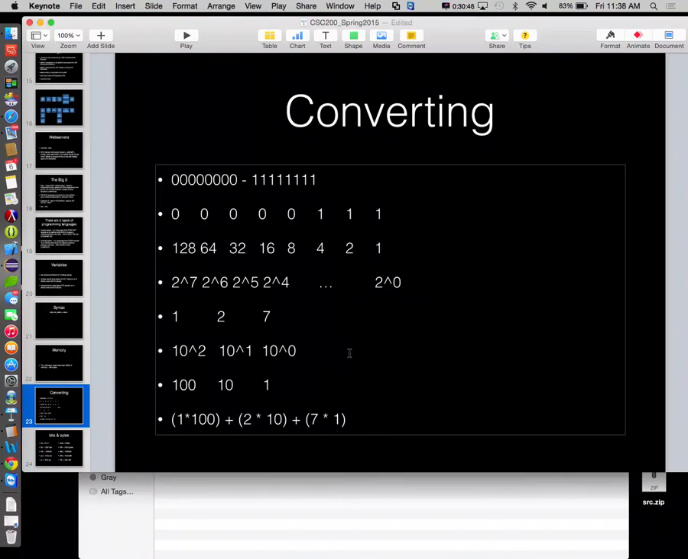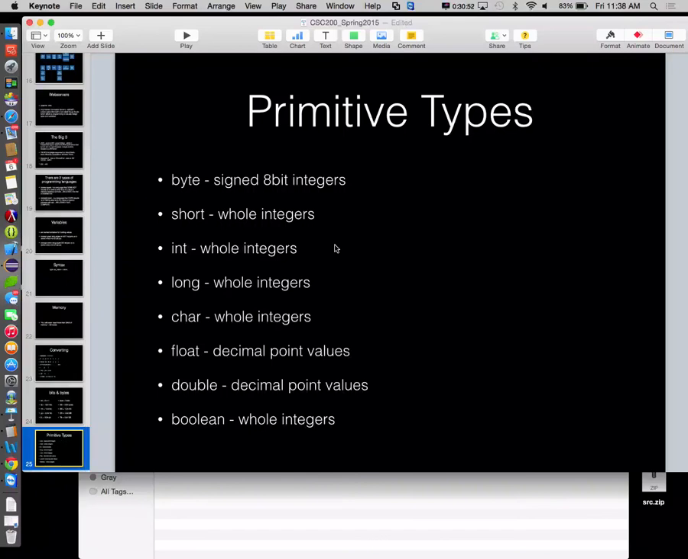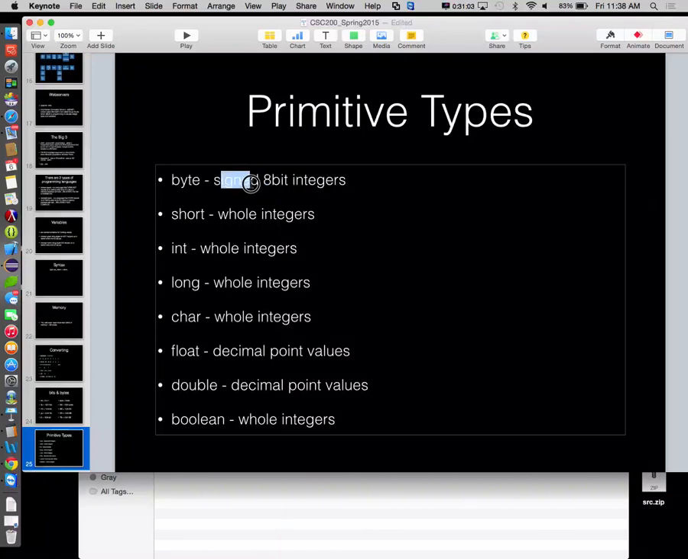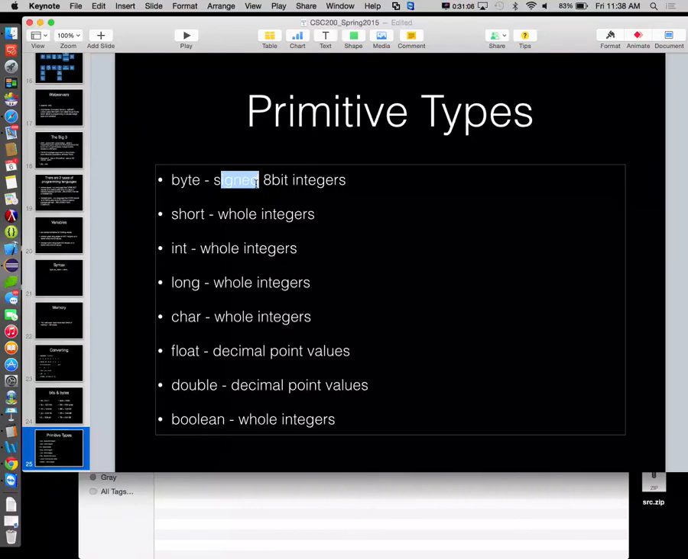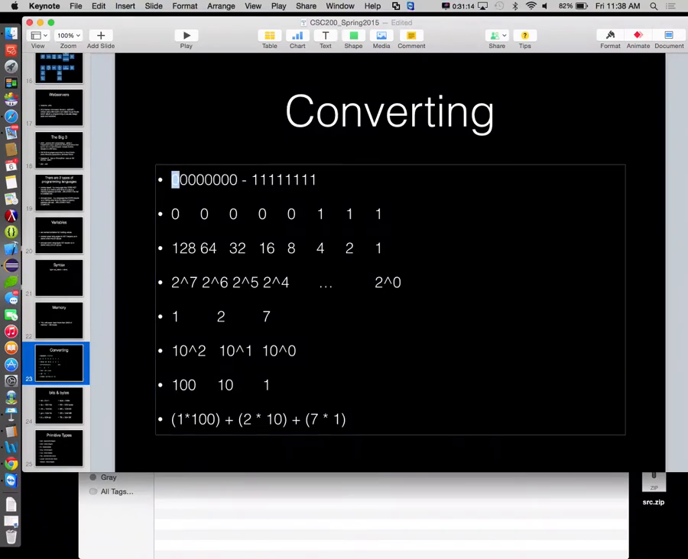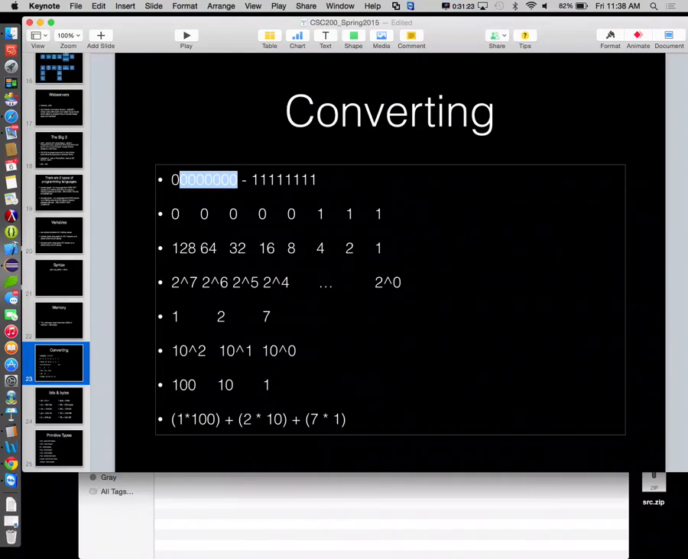All right, now computers, they speak binary. So stuff internally is represented as binary numbers. So a byte is represented as 8 bits. And I said it's signed. Signed means it can hold both positive and negative numbers. Okay? So because of that, the very first bit of that 8-bit number is used to hold the sign, positive or negative. So that means we only get the last 7 bits to hold the actual value.